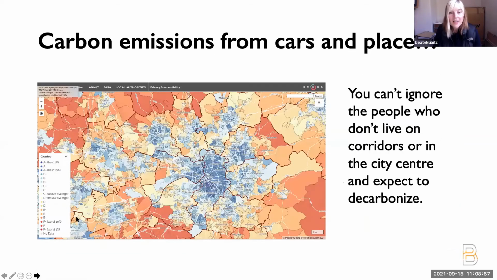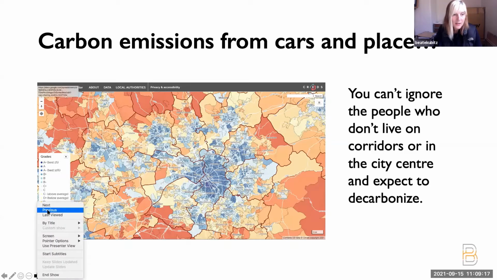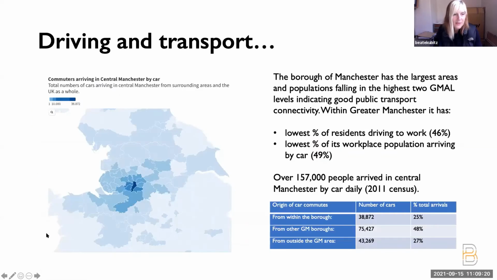And obviously, this maps to carbon. We can see in the excellent carbon dot place tool that the team at Decarbonate have produced that carbon production per capita comes from the outer boroughs and outside central Manchester much more than it does in the centre. So everything maps very closely.